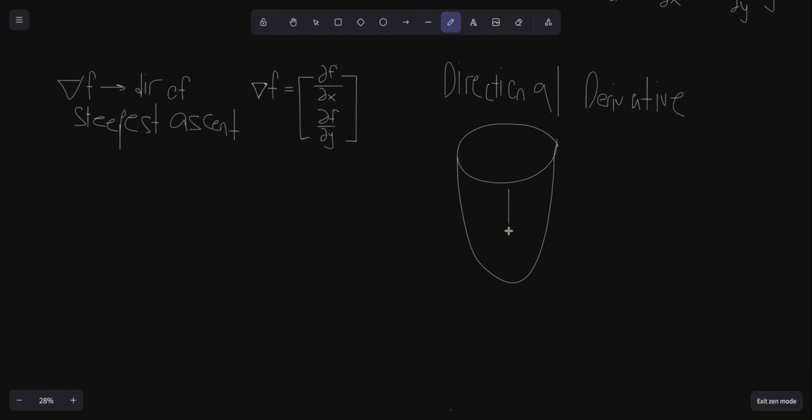And let's say this is going to be the x-axis, this is the y-axis, and this is the z-axis, right? And let's say we pick a point on this. So this point, right over here.